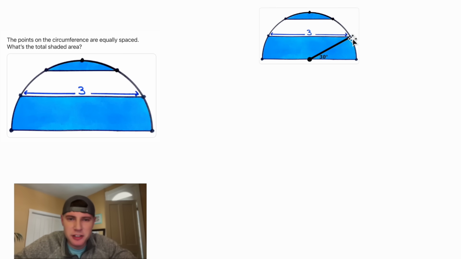From this point right here, let's drop this segment perpendicular to the diameter. And now we have a nice looking right triangle. And since this is 30 and this is 90, that means this last angle has to be 60. So we've got a 30, 60, 90 triangle. Now we do know the base of this triangle. Since this whole thing is equal to 3, this is going to be half of it. It's going to be equal to 3 over 2.